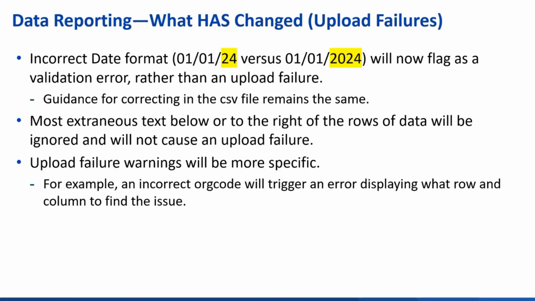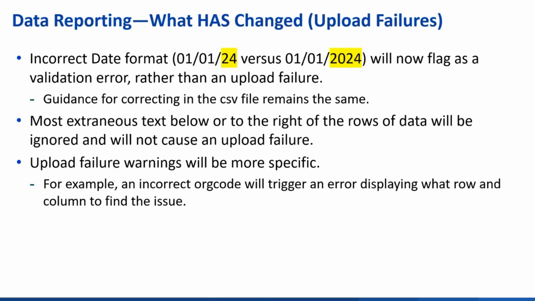These next changes pertain to upload failures and will hopefully simplify the upload process. Incorrect 2-year date format, for example 24 instead of 2024, will no longer cause an upload failure, but will now trigger a hard stop validation error in the portal. Please note that errors or typos in date entries can trigger a cascade of other issues. If the portal flags date entries as errors, we strongly recommend reviewing those first.